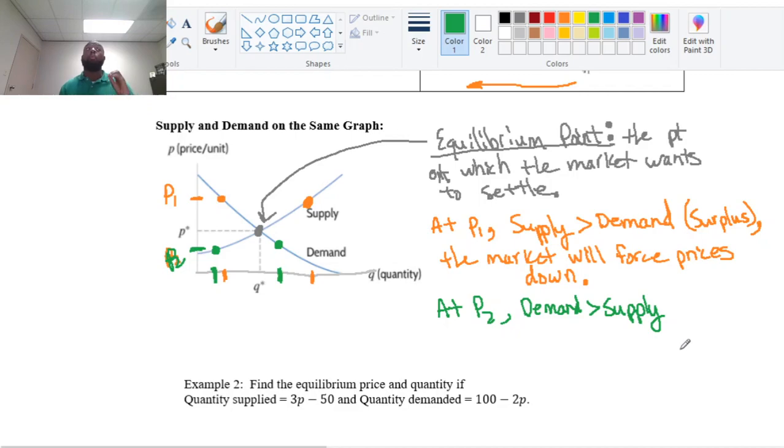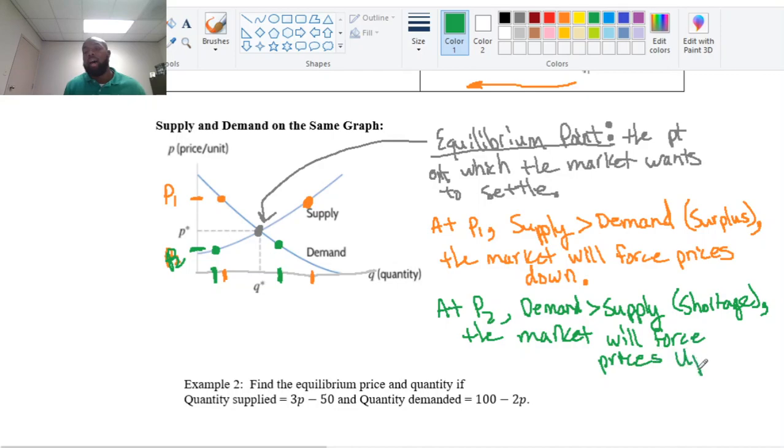Okay. So when people want more items than there are on the shelves, we have a shortage. And since this P2 is below the price at equilibrium, the market will force prices up. All right. So this equilibrium and knowing different prices around that equilibrium will allow you to know when to increase or decrease prices, or whether the market will force prices upward or downward. And you can use this fact here of supply being greater than demand, or of demand being greater than supply.